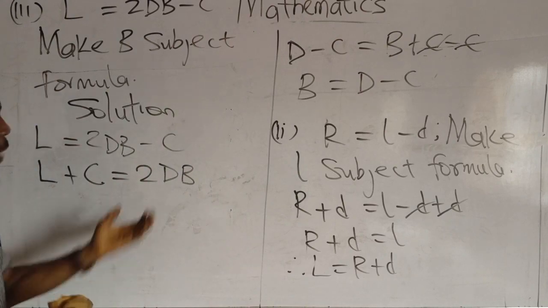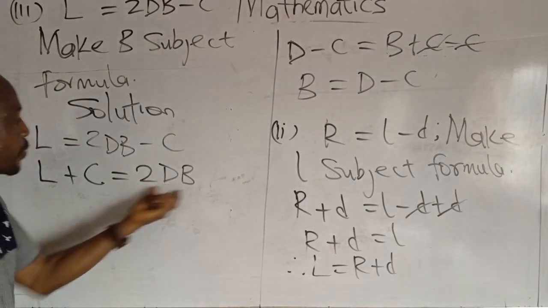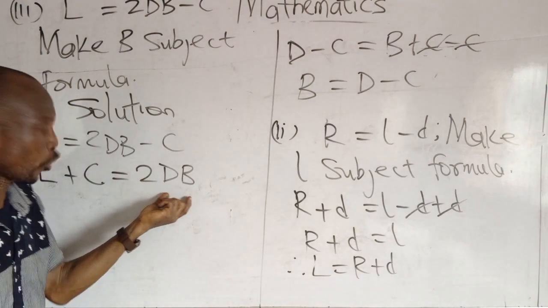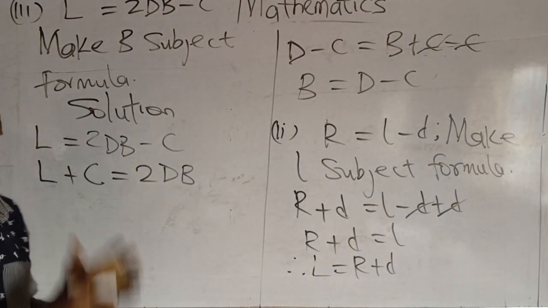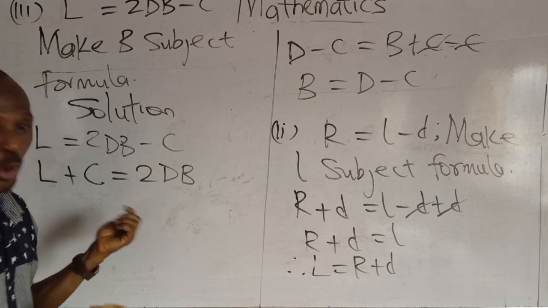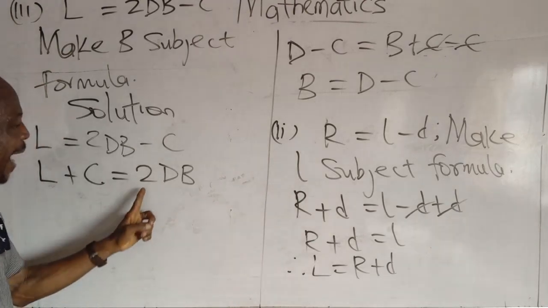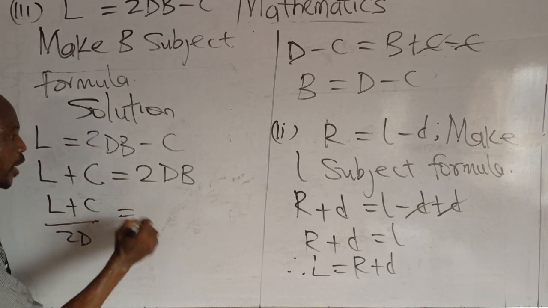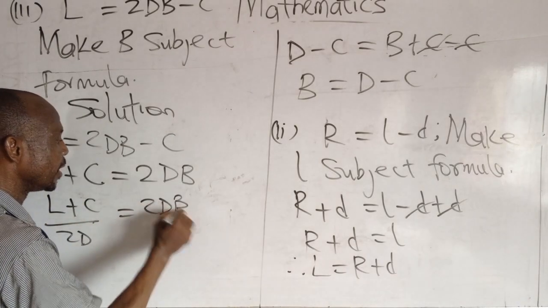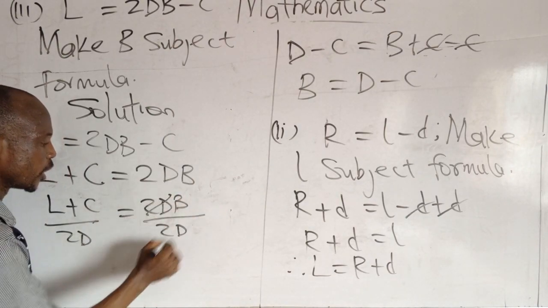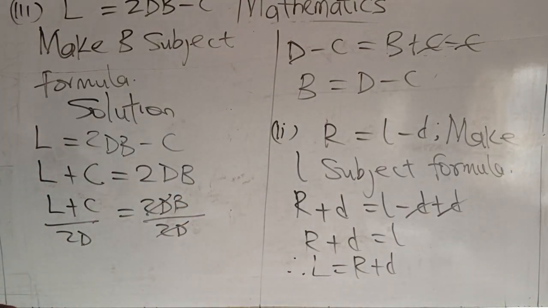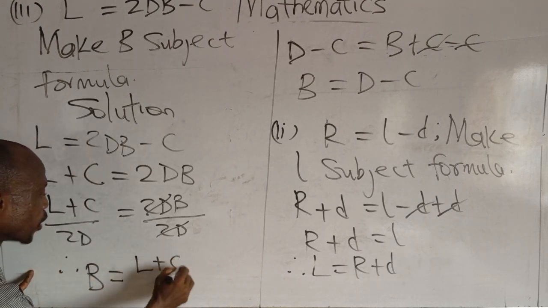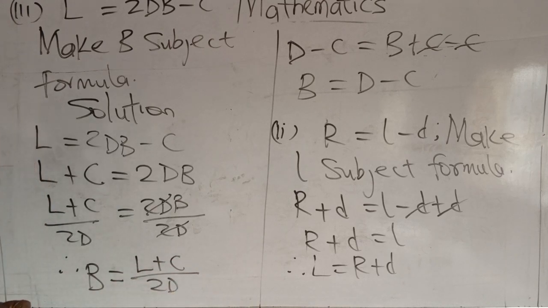Now for our third principle, we say that when values are multiplying, to remove them to the other side of the equation, you divide. So let's divide. We are going to divide both sides of the equation by 2d. So we now have L plus C divided by 2d is equal to 2db divided by 2d. 2d cancels out 2d. So what do we have left? Therefore, our B is equal to L plus C all over 2d. That's our third principle.